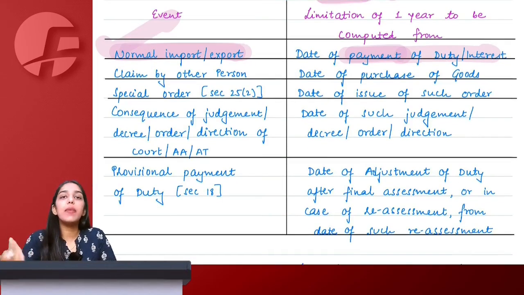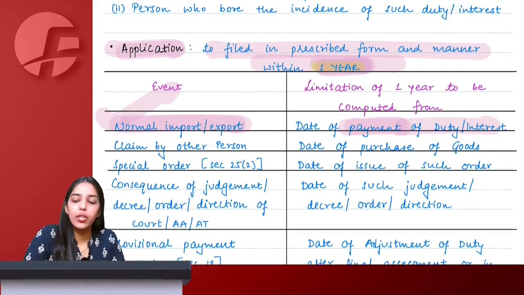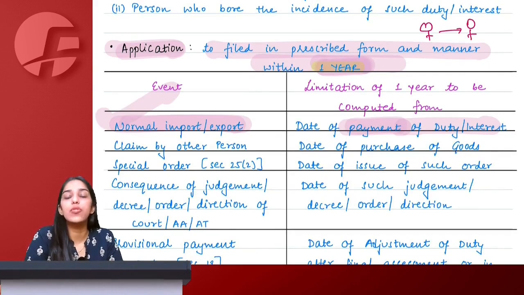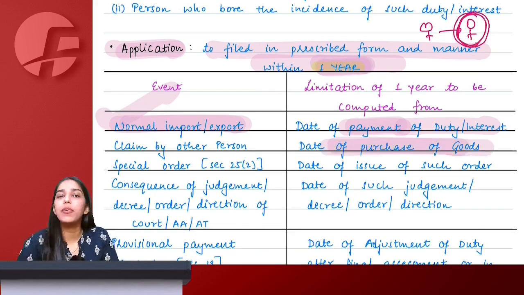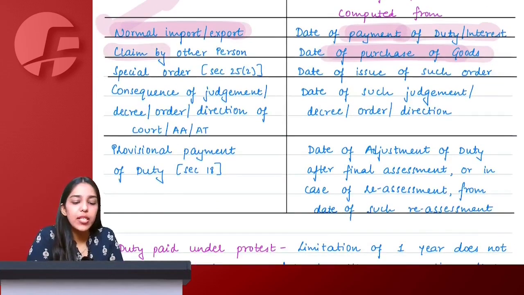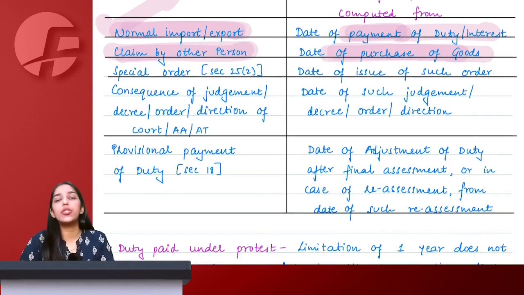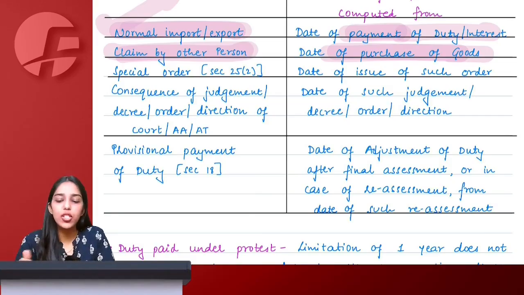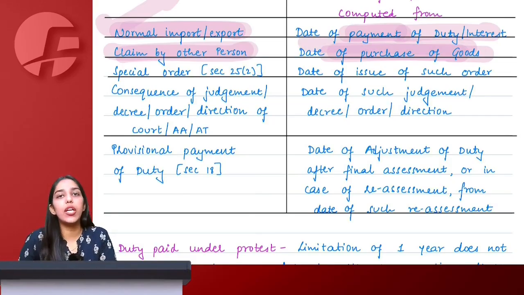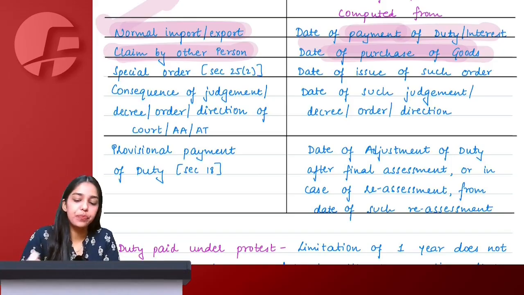If it is a claim by some other person, let's say I am the actual importer, I paid duties, and I have sold these goods to someone else. So for this buyer, 1 year starts from whenever he has actually purchased the goods. Very simple. So if there's another person other than the importer or exporter trying to claim the refund, then from the date of purchase of goods for such person, within 1 year, he'll file the refund application.